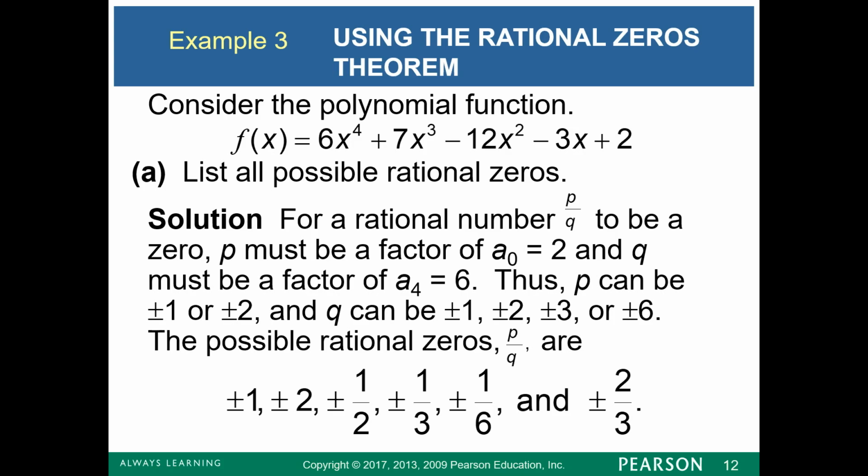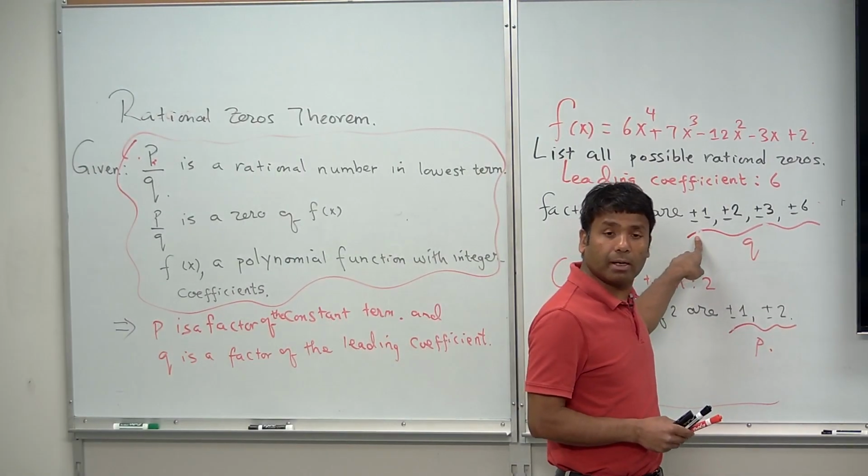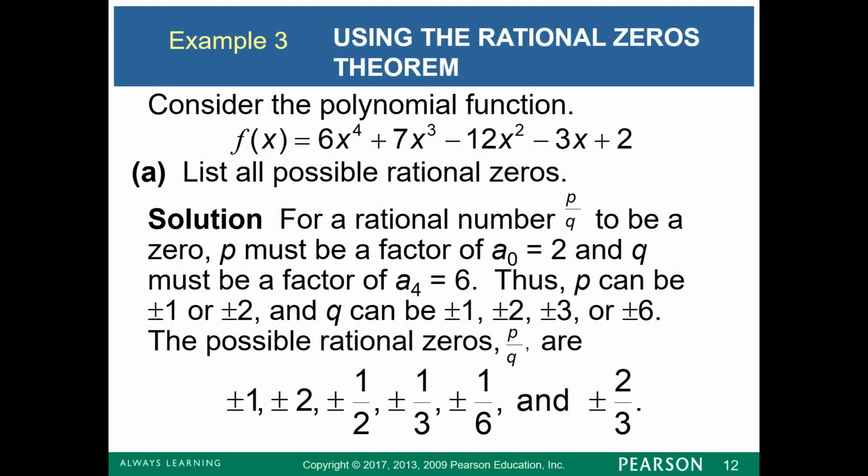You divide plus or minus 1 by plus or minus 3, you will get plus or minus 1/3. Okay? You divide plus or minus 1 by plus or minus 6, you will get plus or minus 1/6. Do the same thing. Plus or minus 2 divided by plus or minus 1 is plus or minus 2. Plus or minus 2 divided by plus or minus 2 is plus or minus 1. Plus or minus 2 divided by plus or minus 3 is plus or minus 2/3, and so on. Okay? So these are the possible zeros.